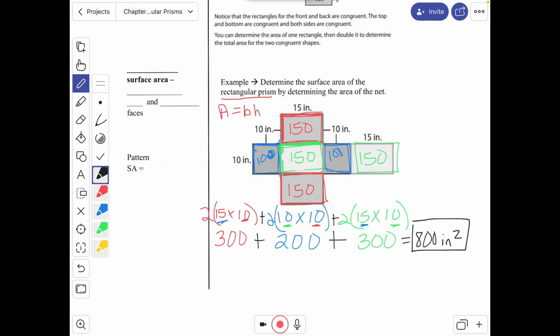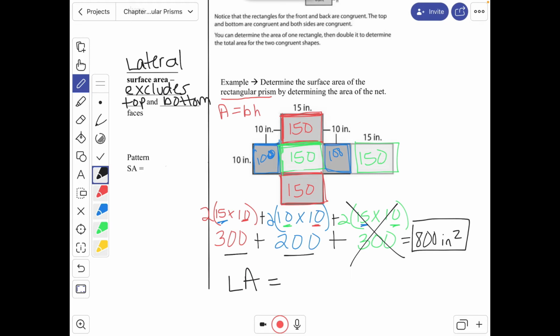Okay, there's also lateral surface area. So that was the total surface area. Lateral surface area excludes, that means does not include, the top or the bottom. So it's the same thing, but we'd take this off because that was the top and the bottom. So the lateral surface area would just be 300 plus 200, which is 500.